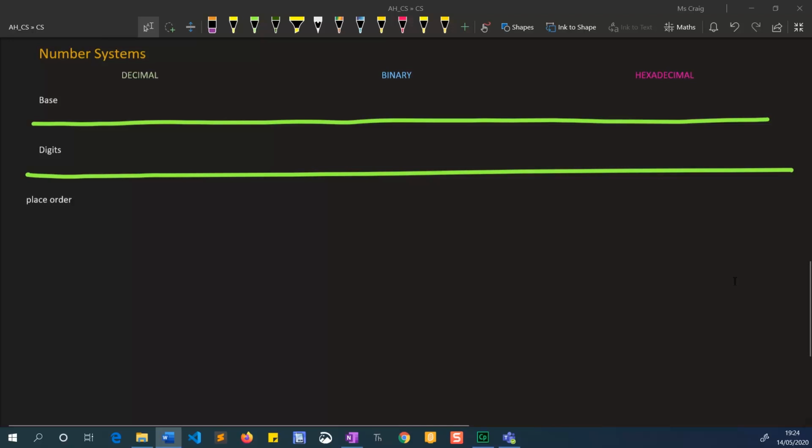Okay then, so we're going to have a look at number systems. First thing to note is there's lots of different number systems out there. We're going to look at 3 different number systems: decimal, binary and hexadecimal.